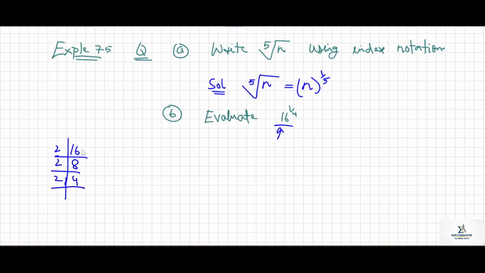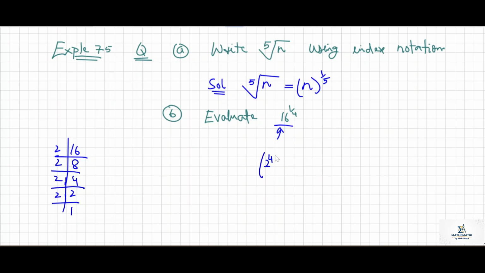When we divide 16 by 2, you will get 8. 8 divided by 2, you will get 4. 4 divided by 2, you will get 2. 2 divided by 2, you will get 1. So 16 can be written as 2 raised to 4. When you get the product of 2 four times, you will get 16. So I can write 16 as 2 raised to 4.